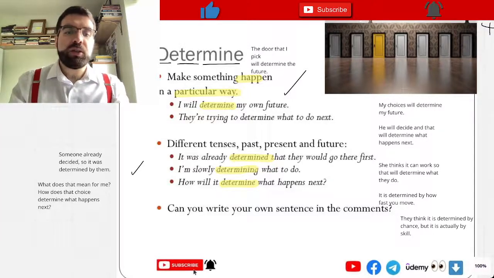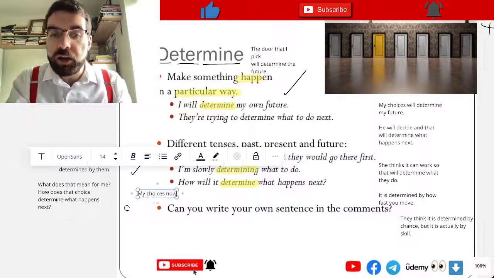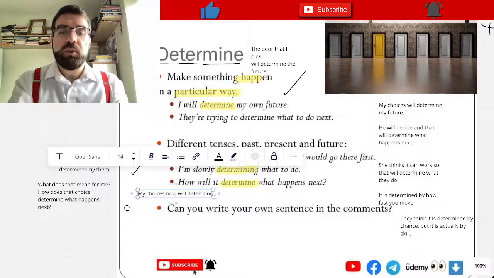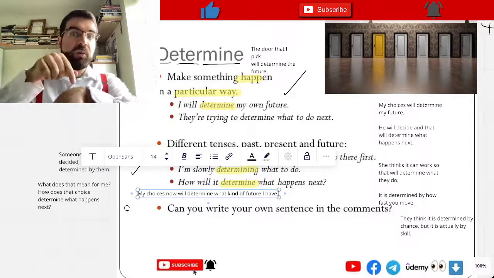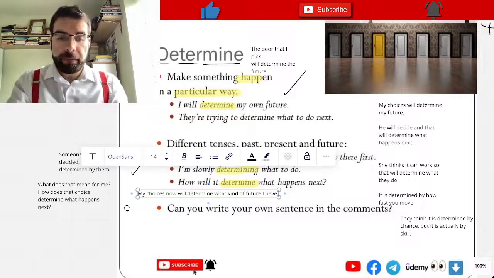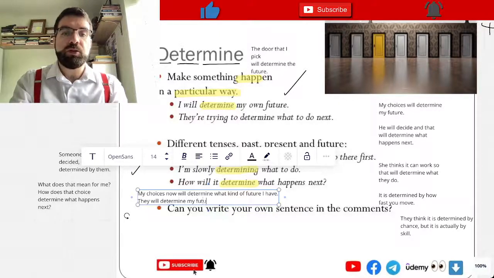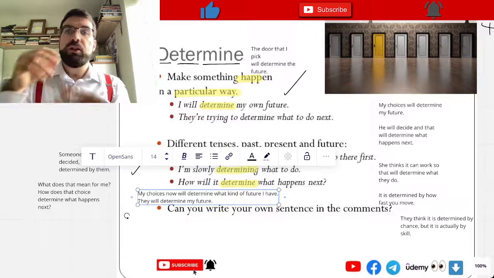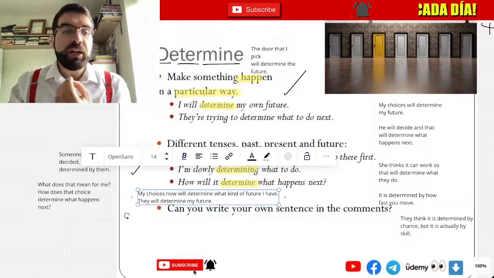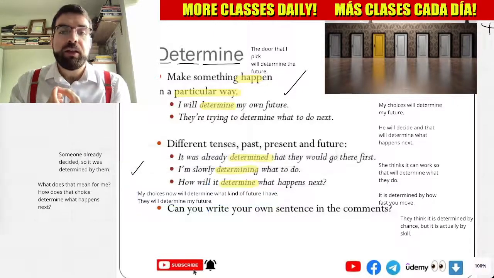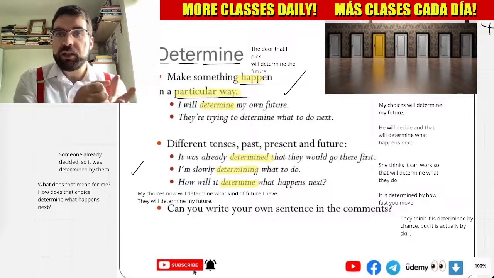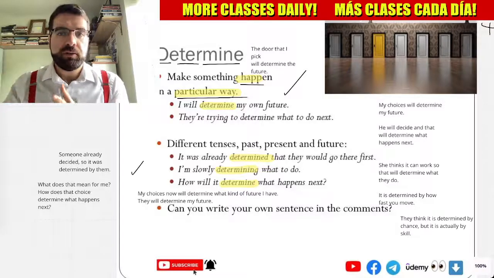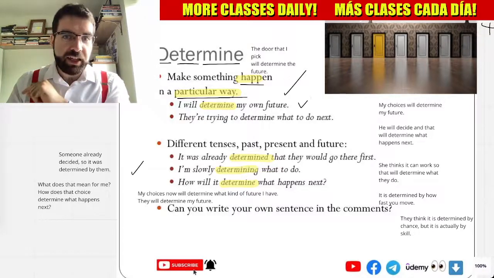So my choices now will determine what kind of future I have. They will determine my future. The things I do now will make other things happen in a specific and particular way. By recording now, it'll determine the future. How cool is that, language explorers?